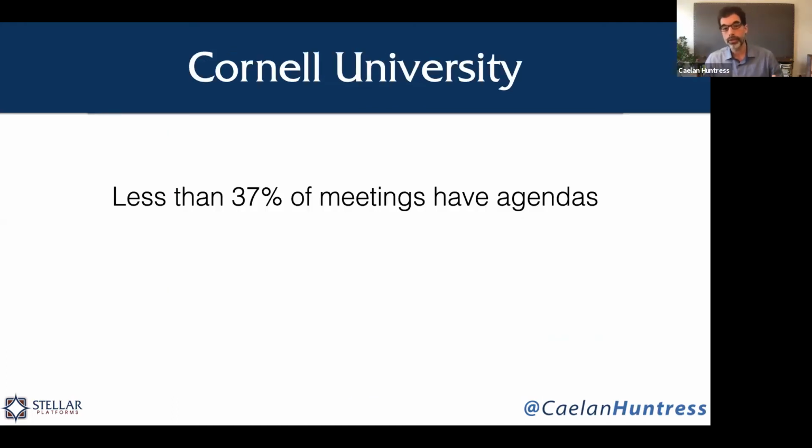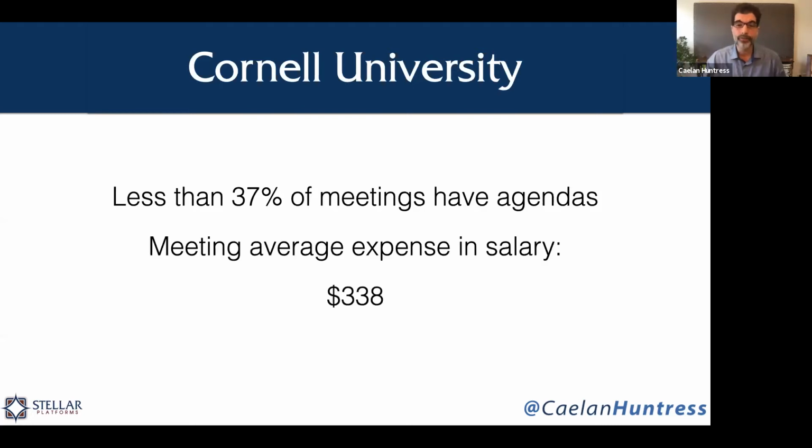According to Cornell University, less than 37% of meetings have agendas. And this is really strange considering that the average cost of a meeting in salary is $338. Now, if I'm going to pay a few $100s to get people together, I want to make sure that we know what we're doing there, that we have that scaffolding of clear expectations so we know what we're building in the meeting.